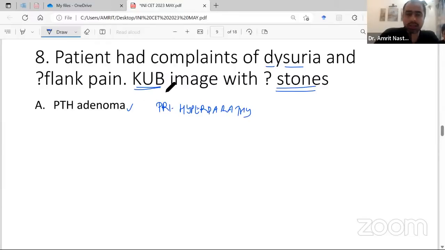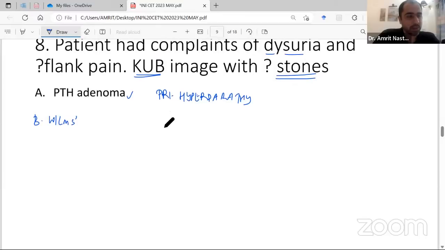So the best answer here will be PTH adenoma as a cause of primary hyperparathyroidism. Whether there are stones or calcifications, you can get both. Nephrocalcinosis also can be seen, and primary stones also can be seen. It is not going to be Wilms's tumor. Okay, Wilms's tumor is not going to be seen.